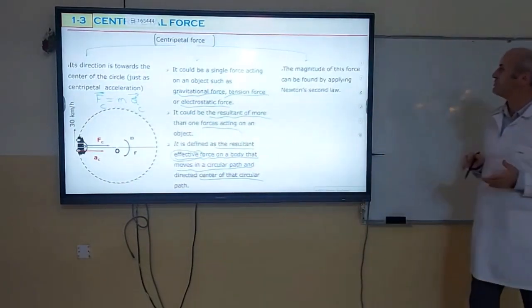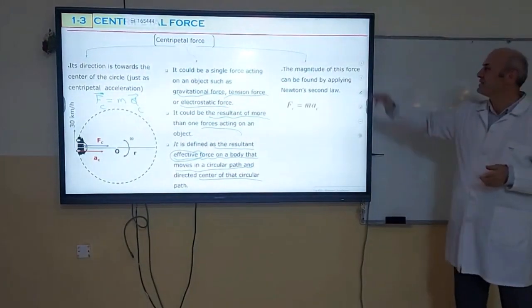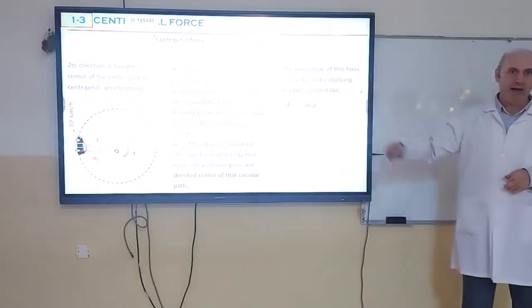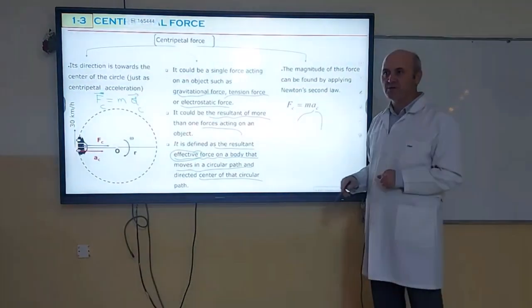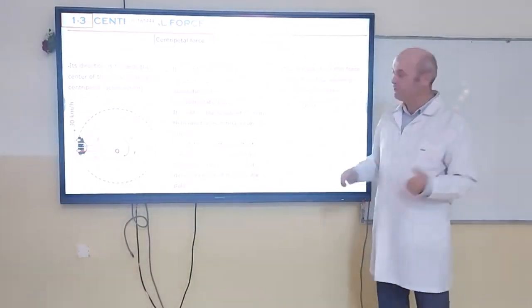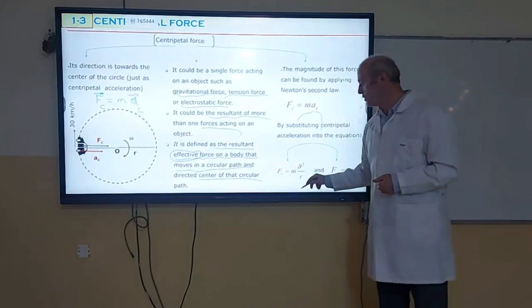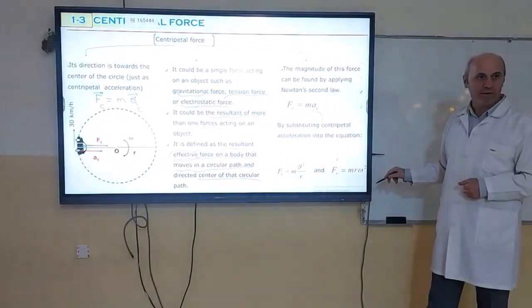And the magnitude of this force can be found by applying Newton's second law. This is Newton's second law: M times AC is equal to F. You can write AC in different forms, and you can write this equation in two different forms. One of them is mv squared over r, the other is m r omega squared.